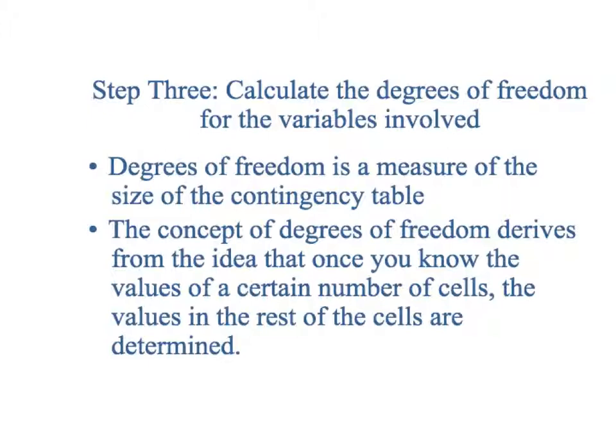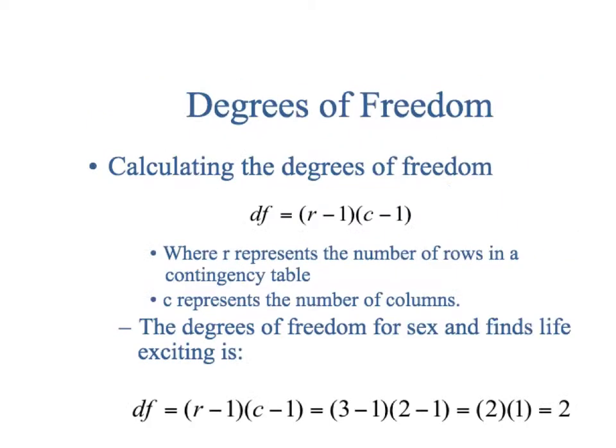And the degrees of freedom comes from this idea that once you know the values of a certain number of cells, then the values of the rest of the cells are determined. So in this case, we have 6 cells. If I know the values of 5 of those cells, by process of elimination, I can figure out the value of the 6th cell. And that's where this idea of degrees of freedom comes from. The formula for degrees of freedom is here. It's R minus 1 times C minus 1.